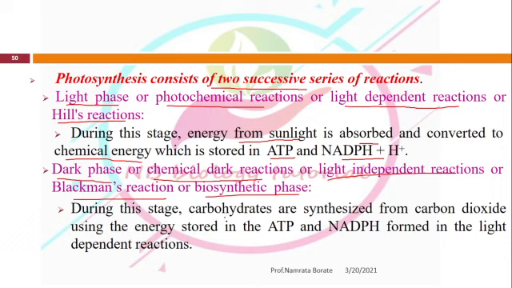During this stage, the carbohydrate, that is the glucose, is synthesized from carbon dioxide, but for the synthesis of the carbohydrate there is a requirement of energy. That energy is in the form of chemical energy, which is formed during the light dependent reaction, the light phase, and this energy is in the form of the ATP molecule and the NADPH molecule.